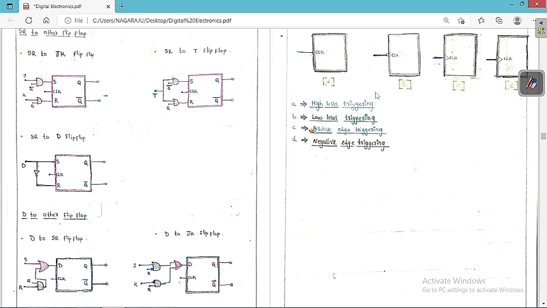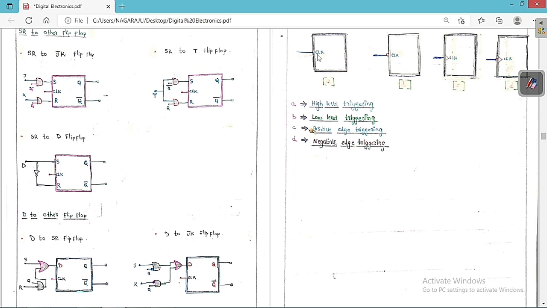So now, let me tell you some important clocking signals. See, this is circuit A, circuit B, circuit C and circuit D. You can see clearly, if there is a straight line with the clock, it is called high level triggering. Suppose there is a small bubble, like a small knot, it is called low level triggering. With an arrow like this, it is called positive edge triggering. Suppose there is an arrow with a small bubble, it is called negative edge triggering. So these are the different types of clocks we can give here.